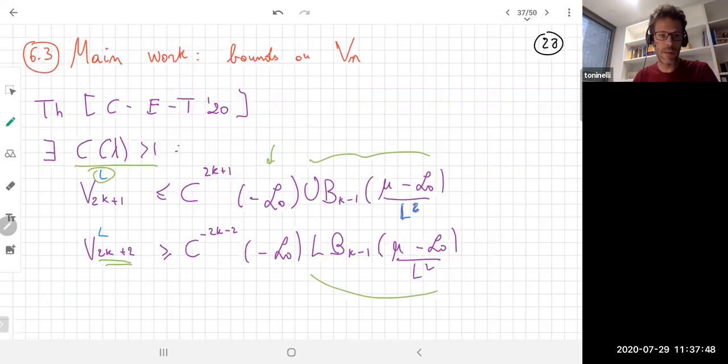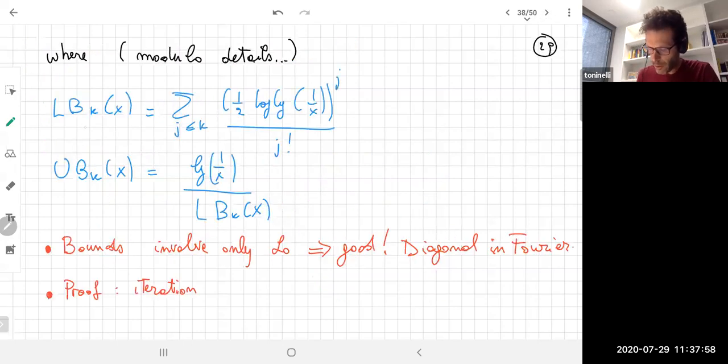Let me write it down as a function of a real variable. In practice, you will have to compute them. We put as an input the Laplacian, but okay. So how does LB at order k of x look like? It's the sum for j smaller or equal than k of the jth power of 1/2 log of 1 over epsilon, divided by j factorial.